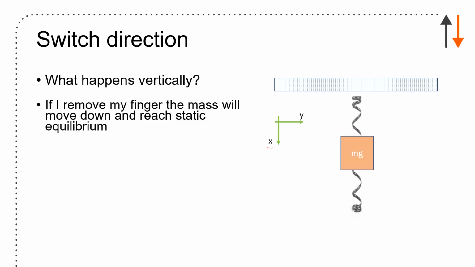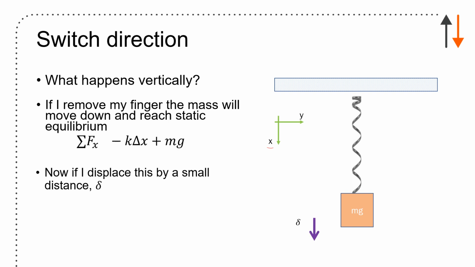And so if I continue and remove my finger, the mass will move down and reach static equilibrium. It's pretty standard. Just do it slowly, make sure I don't have any oscillations, but it'll move down and reach some point. After I do that, I can say the sum of forces in x is equal to k minus k delta x plus mg equals 0. Okay, so that's my static equation.